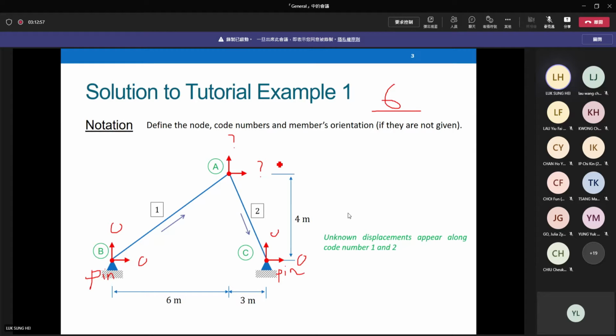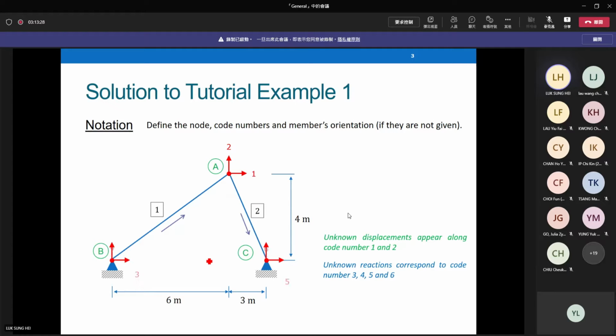Unknown displacements appear along code numbers 1, 2. They show right here, 1, 2. We use small numbers to denote unknown displacement. In the formulation, you will see the advantages of doing so very soon. Why do we use small numbers for unknown displacement? Then what about the others? The others, 3, 4, 5, 6, you can assign arbitrarily.